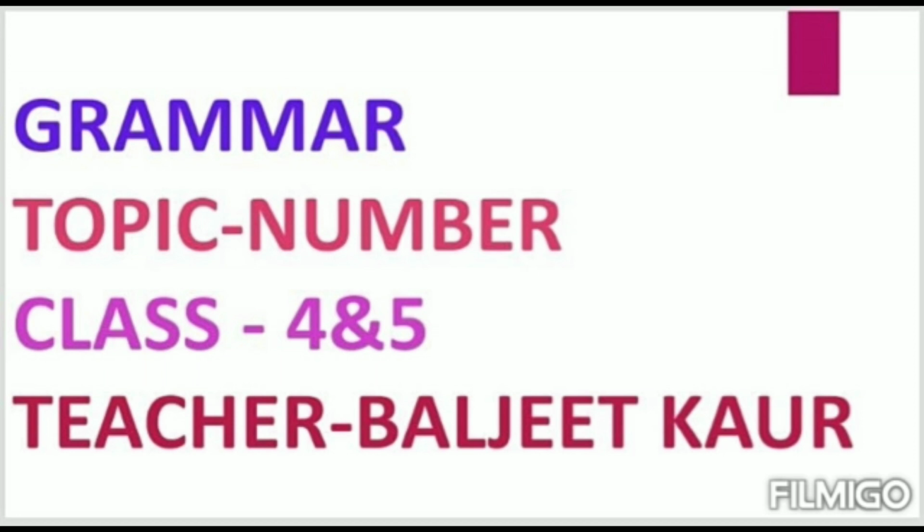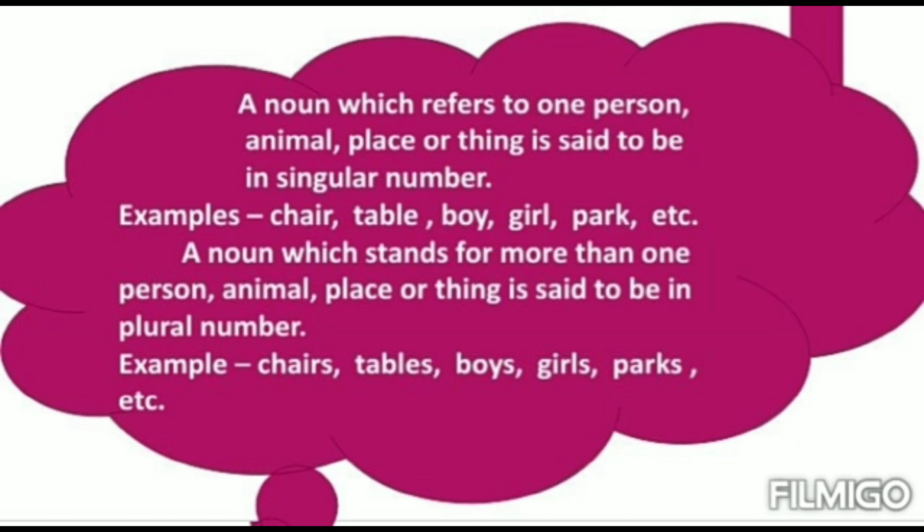The word number is used for nouns in singular or plural form. Let's find out what is singular or plural number. A noun which stands for only one person, animal, place or thing is said to be in the singular number. Example: chair, table, boy, girl, park, etc. A noun which stands for more than one person, animal, place or thing is said to be in the plural number. Example: chairs, tables, boys, girls, parks, etc.